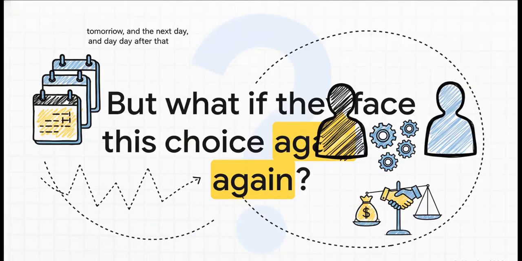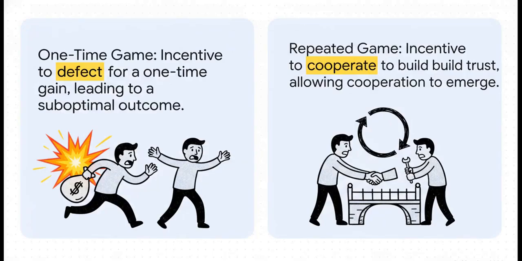If you know you're going to have to deal with this person again tomorrow, and the day after that, and the day after that, suddenly stabbing them in the back for a short-term gain might not seem so smart, huh? Your reputation starts to matter. And that's the real game changer. In a one-shot deal, the incentive is to be selfish, to defect. But when you play the game over and over, the whole equation flips. Now the incentive is to cooperate. The goal isn't just to win this one round, it's to build trust so you can keep winning together in the future. Suddenly, cooperation isn't just nice, it's smart.